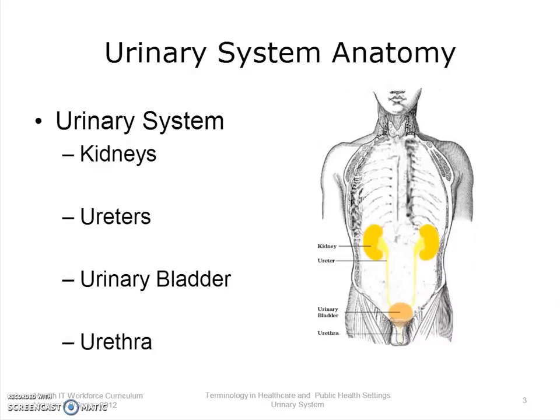Let's start our study of the urinary system with a look at the relevant anatomy. As you probably know, the primary function of the urinary system is to maintain the volume and levels of body fluids within normal limits. It does this in part by excreting waste. The urinary system, illustrated in the diagram, consists of two kidneys, two ureters, the urinary bladder, and the urethra.